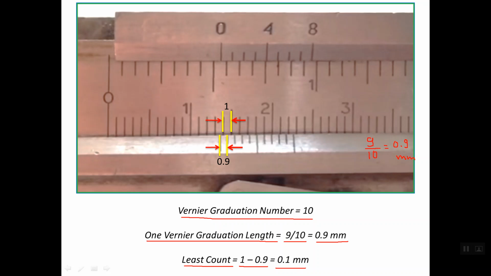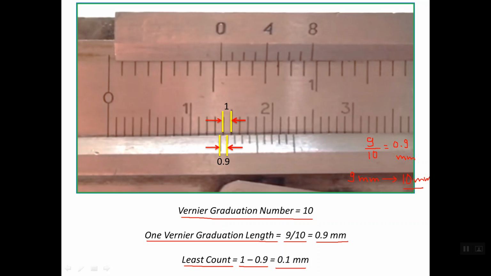Imagine that we have a length of a Vernier scale, instead of having a length of 9 mm, let's imagine that we increase the length of this Vernier scale by 1 mm so that it becomes 10 mm. So what will happen in this case?